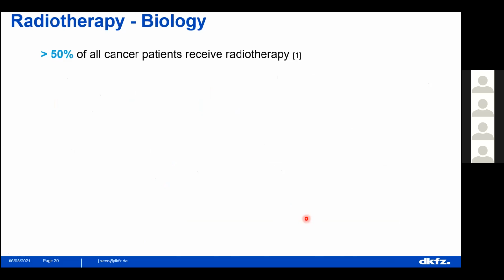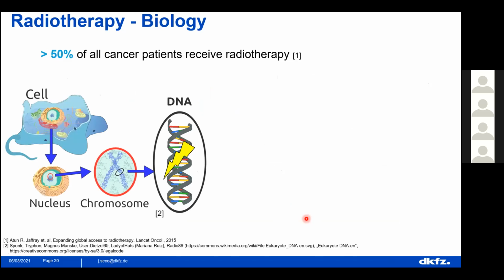So one thing you have to remember is the amount of patients that go through radiotherapy. In the last estimate in 2020, there were roughly 10 million new cancer patients every year, of which 50% will receive radiotherapy. 50%, that's at least 5 million receiving radiotherapy.